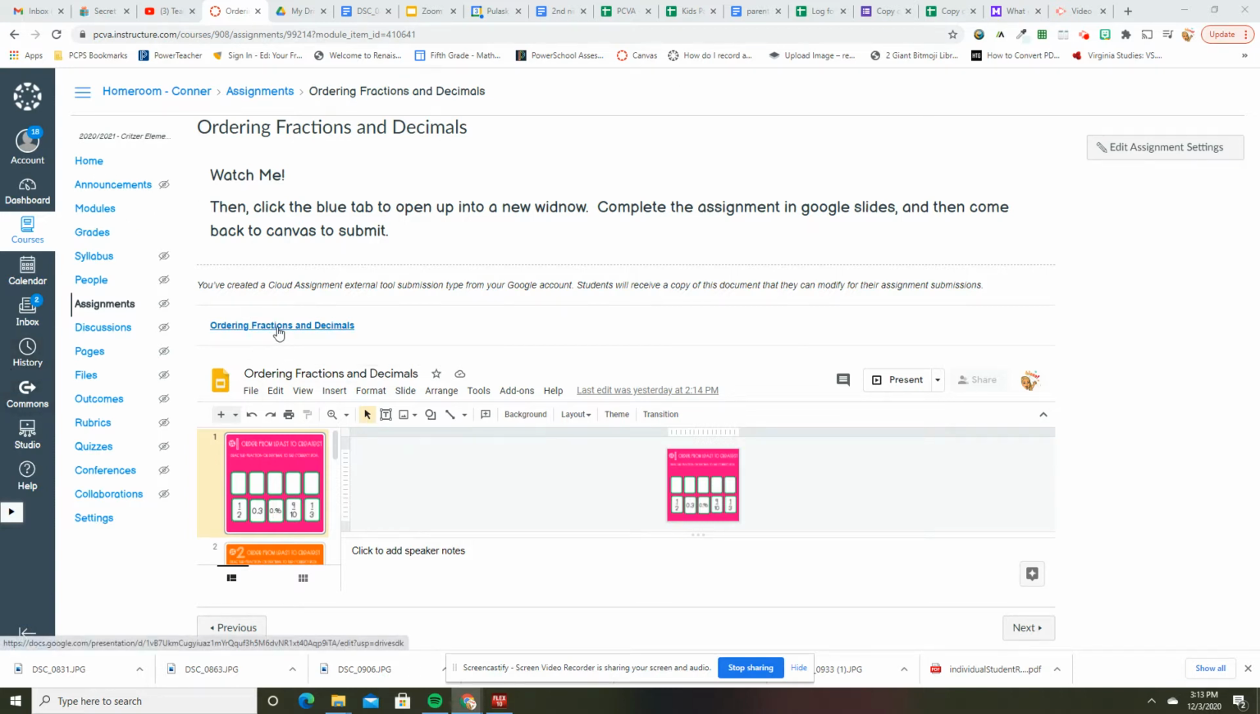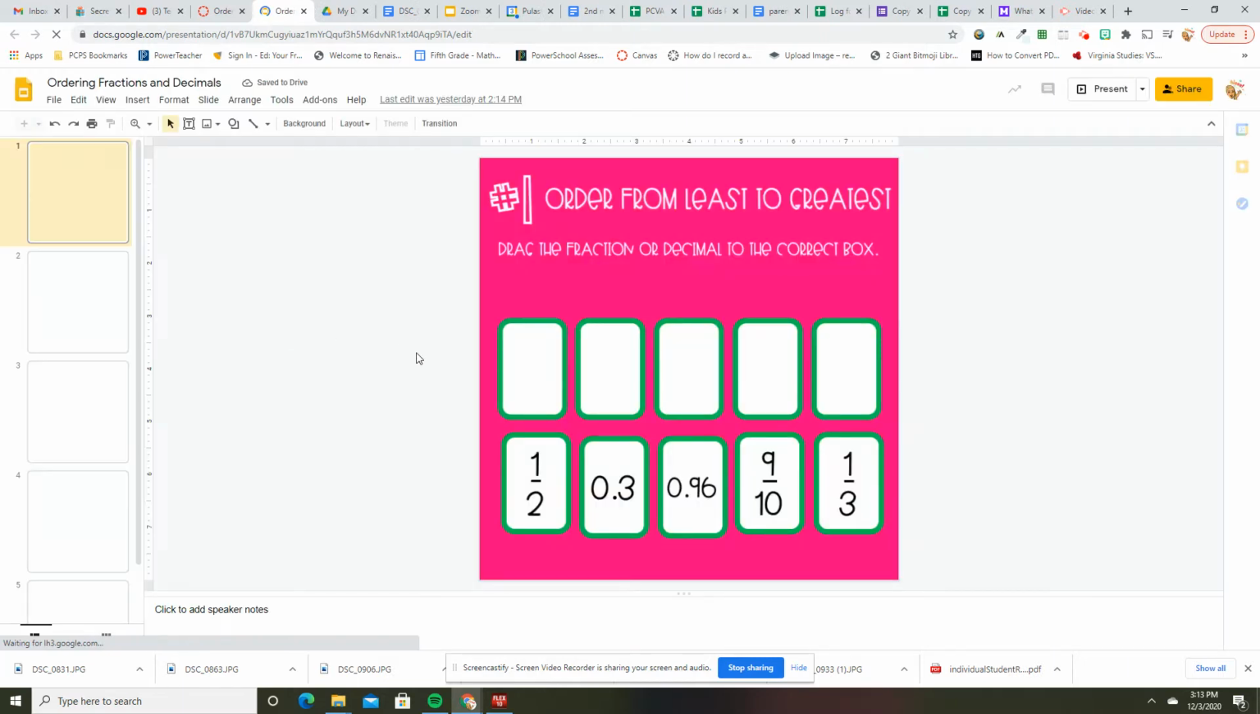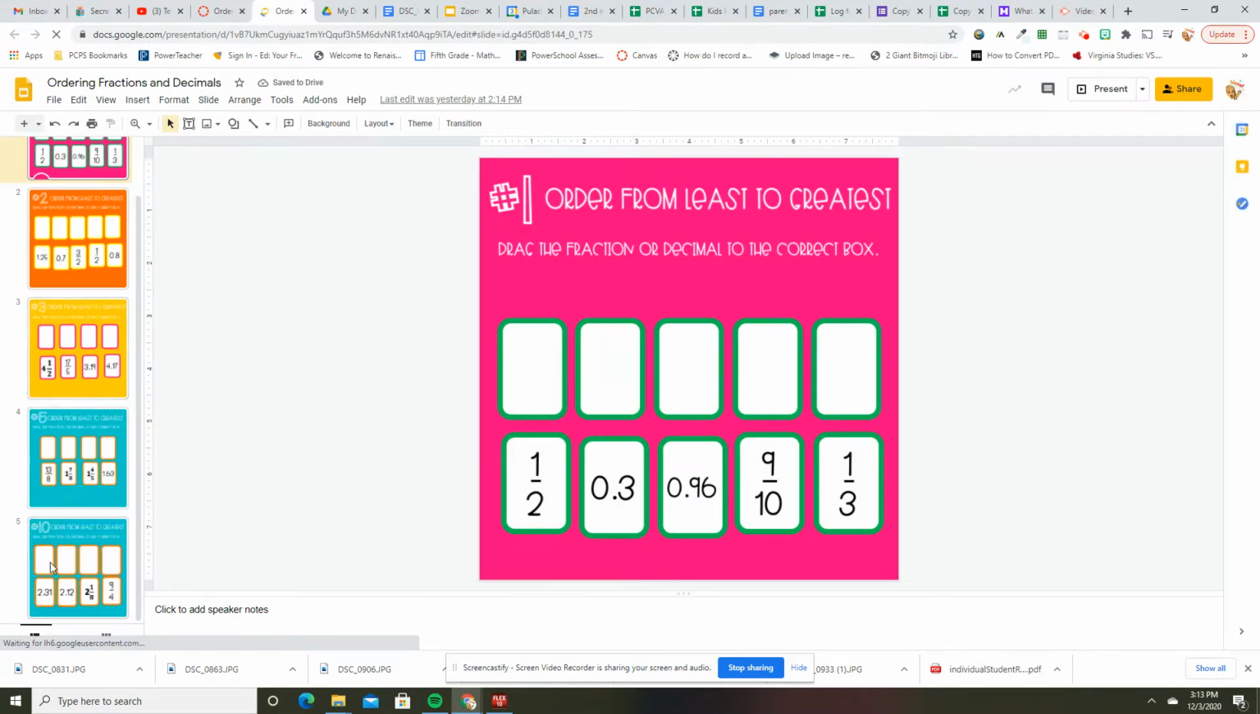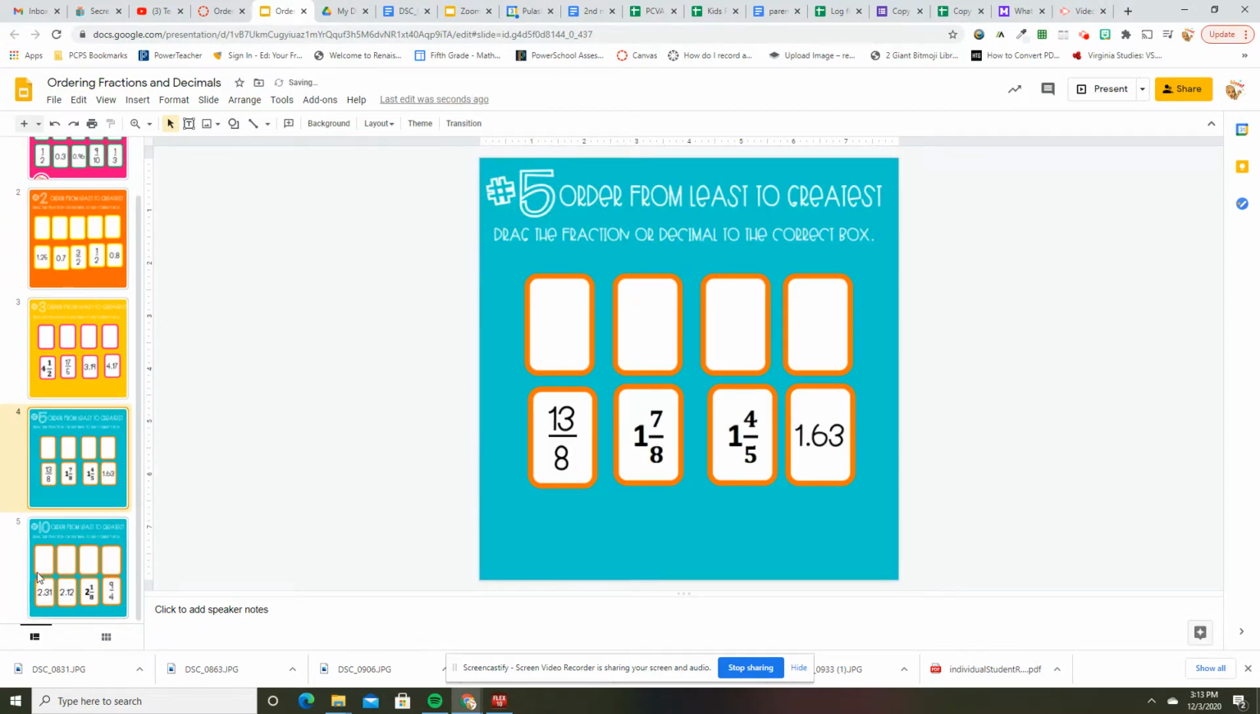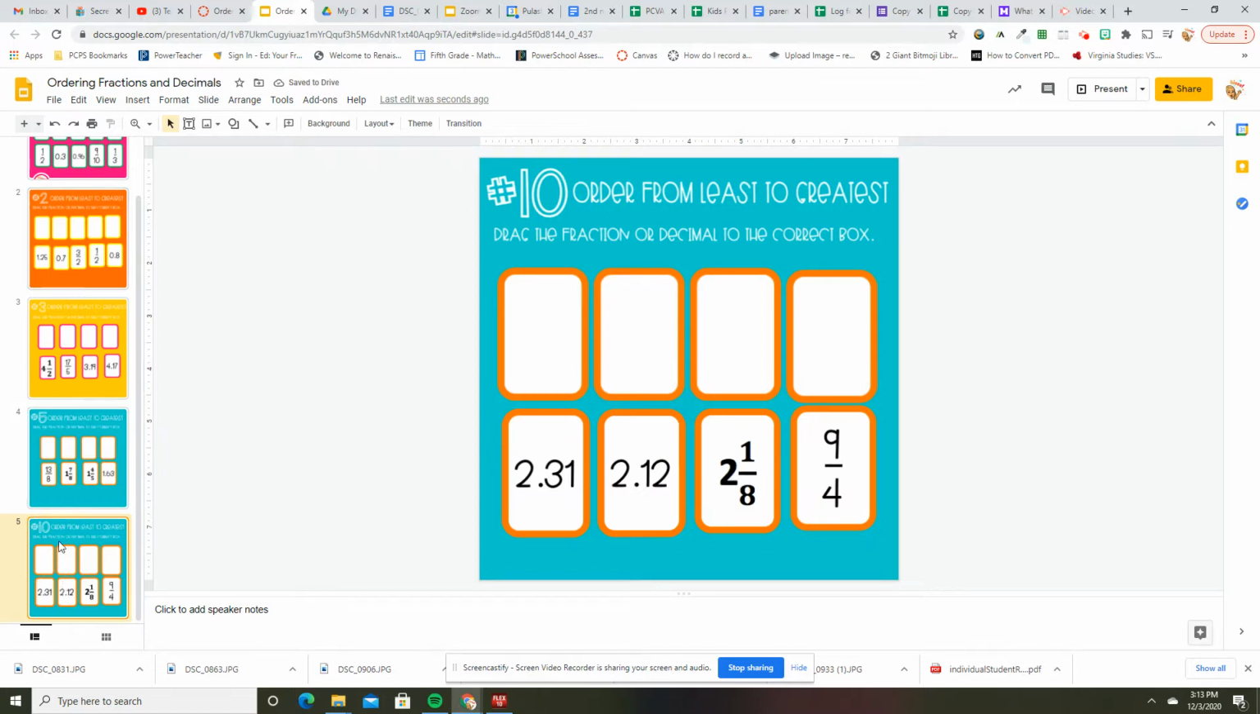So today, after you have watched the video and worked out those problems with me, you're going to do this in a Google slide. As always, click the blue link and you're going to have 5 problems. Now it does go 1, 2, 3, 5, and then 10. They offered 10 slides, but I deleted some and kept the ones that I liked. So that's why the numbers jump around.